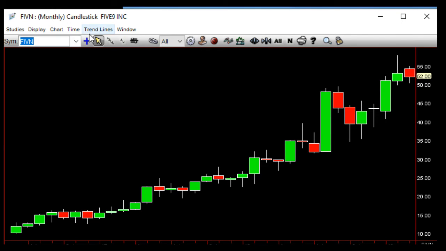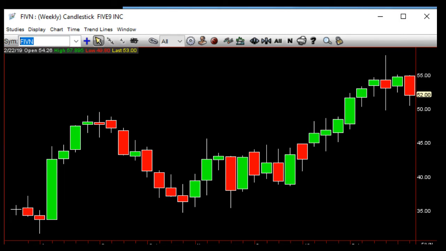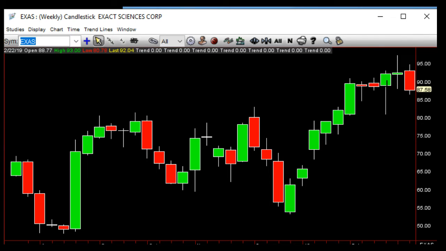And still handily inside month and inside week to the downside, still stuck in here. Here's your 3-1, so we got to get outside of this here and then stay out to really get this thing moving. EXAS, and this 3-2-2, and so this is your broadening formation right here.